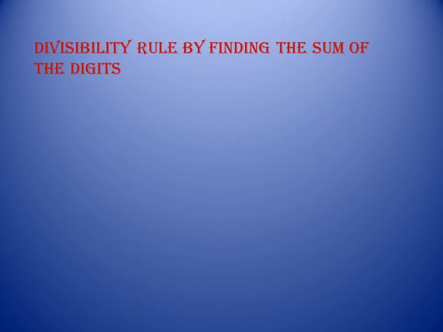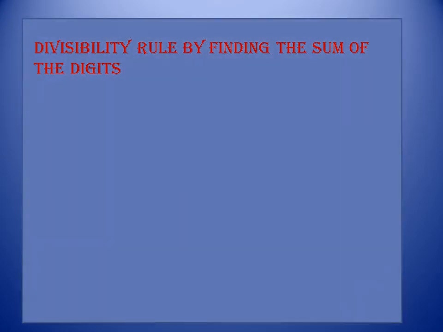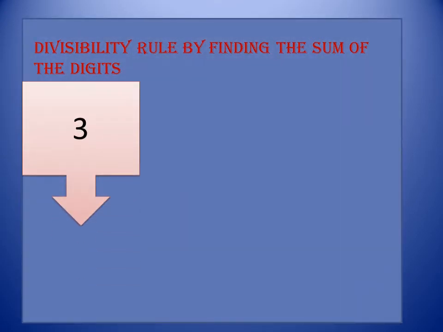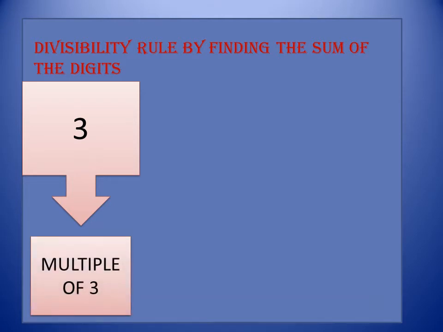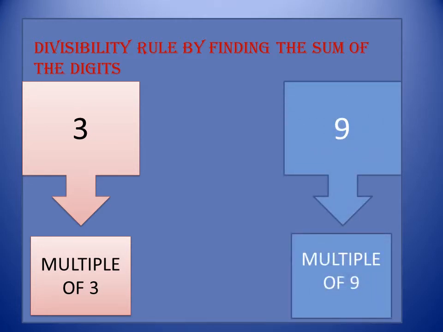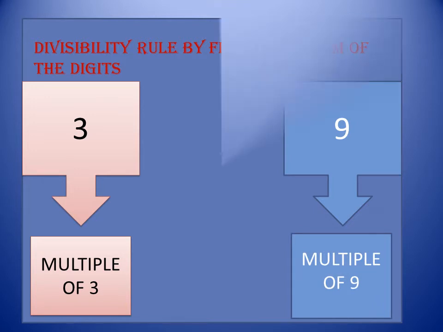In this case also, we can come to a conclusion by finding the sum of the digits. That is, for the number 3, the sum of the digits must be a multiple of 3, whereas in the case of 9, the sum of the digits must be a multiple of 9.